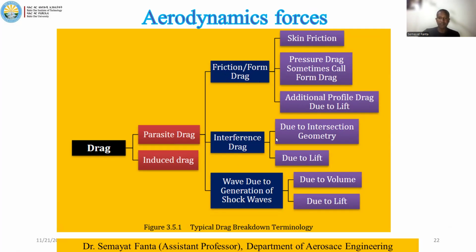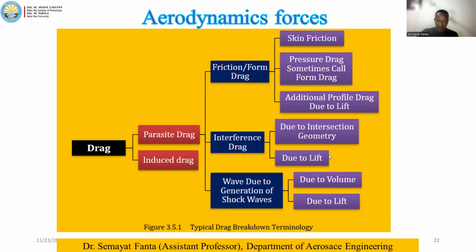Again, the interference drag is due to intersection geometry, because most aircraft components, for example the wing, are attached to the fuselage, the landing gear system or undercarriage system is situated in the fuselage, and tail sections are attached to the fuselage of the aircraft. So at the point where two components intersect, we can have this intersection geometry drag, or interference drag, happen.